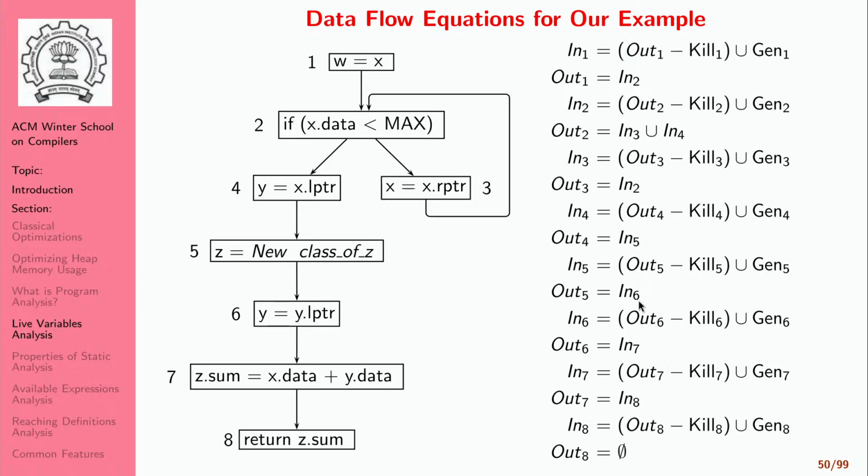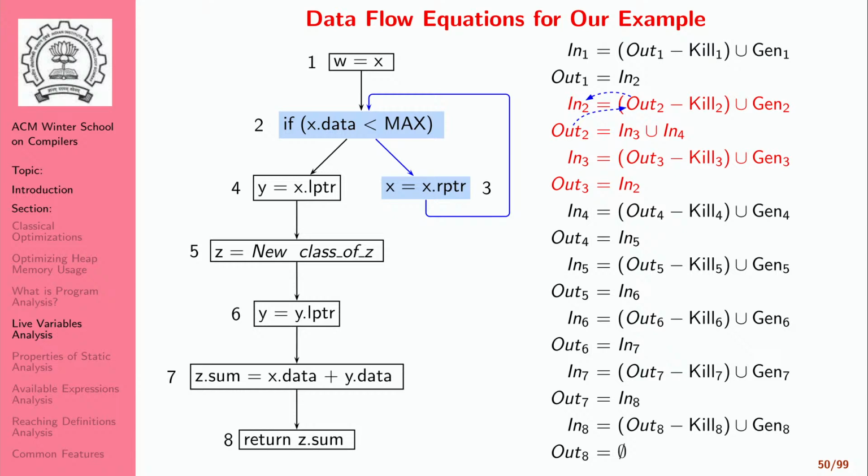The interesting thing to observe is the following. We have a loop here in the program, and we are defining in of 2 using out of 2. You can see it. We have out of 2 appearing on the right hand side, that is defining in of 2. In of 2 is defined in terms of out of 2.